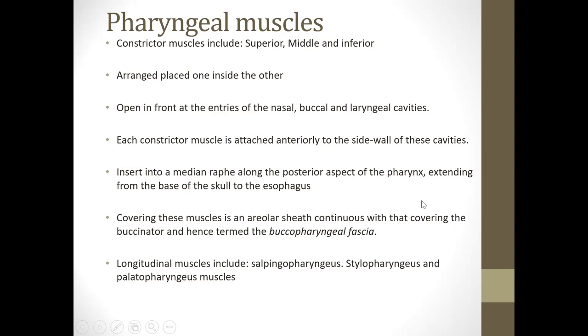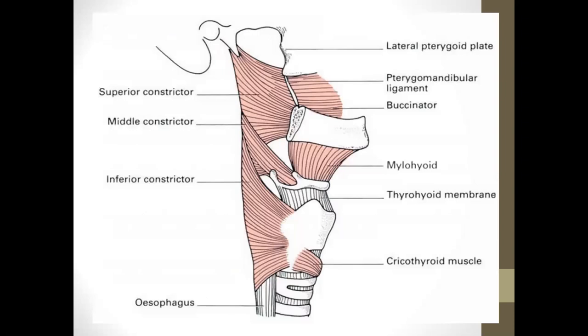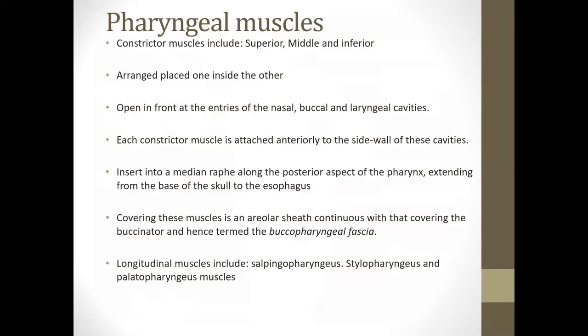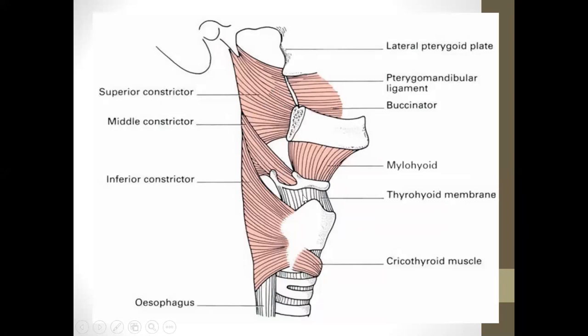At the back, at the posterior wall beneath, we have what we call the median raphe, where we have the attachment of the constrictor muscles, and they're all covered by the buccopharyngeal fascia. The stylopharyngeus and the palatopharyngeus muscles help an individual to swallow, and the muscle is responsible for opening your eustachian tube when you are swallowing. So superior, middle, and inferior constrictor muscles, and as we say, they insert in the midline raphe. We shall see that in the next slide.